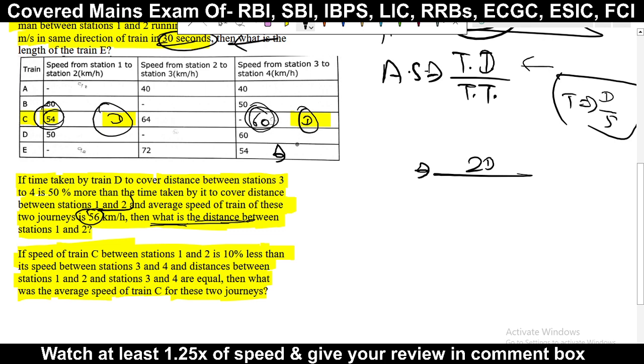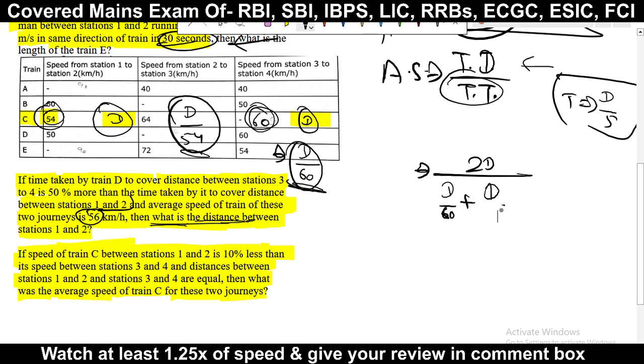For this situation, d by 60 will be the time. Here d by 54 will be the time. To calculate total time, we have to add this part and this part. Got it or not? I hope you clearly understand this. If you are watching seriously, then you will understand. Otherwise, guys, you will face problems. So d by 60, add this to d by 54. Now we will simply add this.